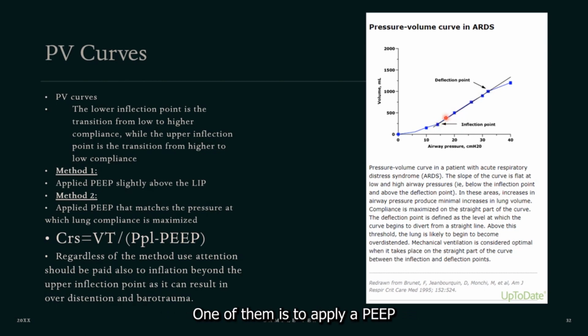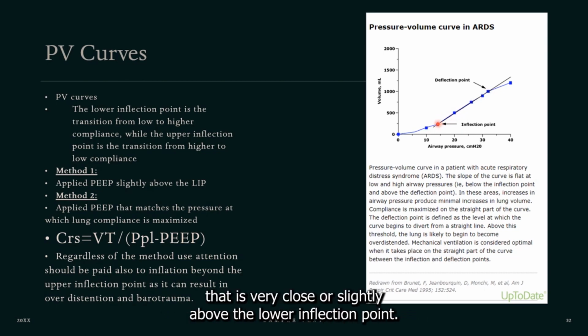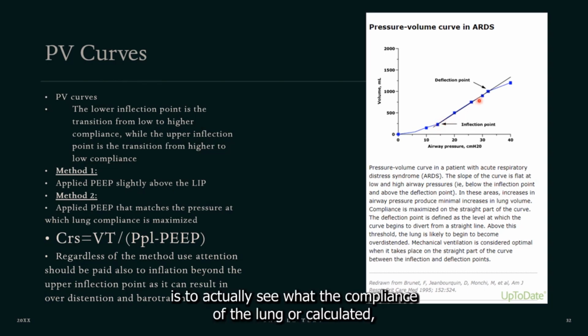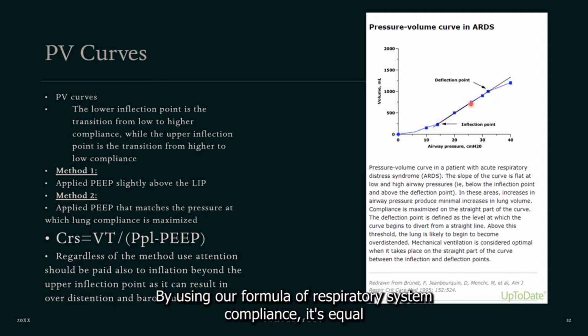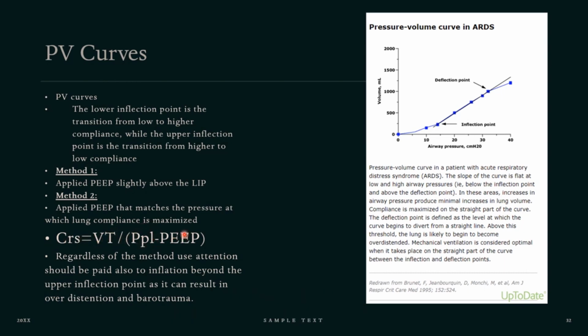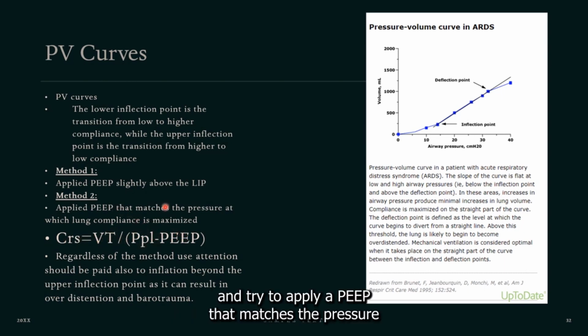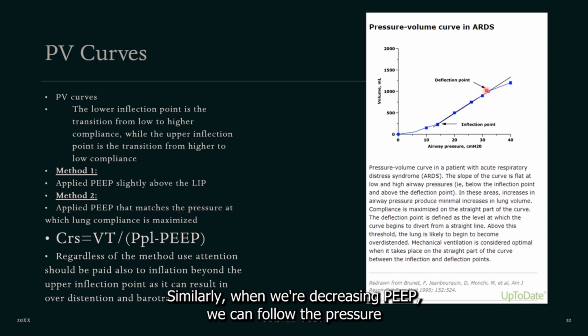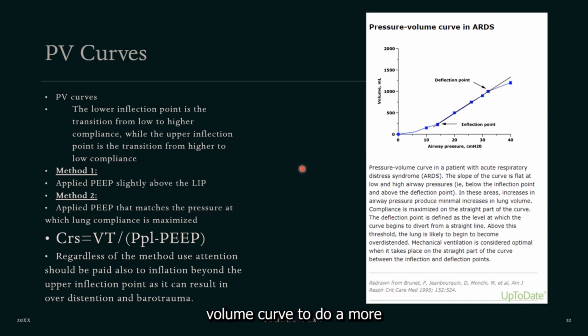One of them is to apply a PEEP that is very close or slightly above the lower inflection point. And method number two is to calculate the compliance of the lung throughout the curve by using our formula: respiratory system compliance is equal to the total volume divided by the plateau pressure minus PEEP. And try to apply a PEEP that matches the pressure at which we get the best compliance for the patient. Similarly, when we're decreasing PEEP, we can follow the pressure volume curve to take an approach that is more consistent with the patient's lung mechanics.